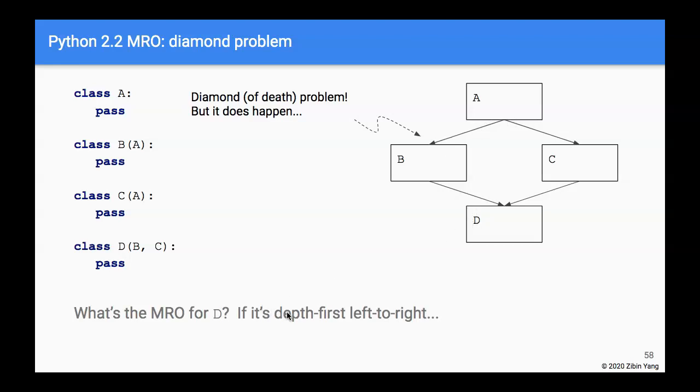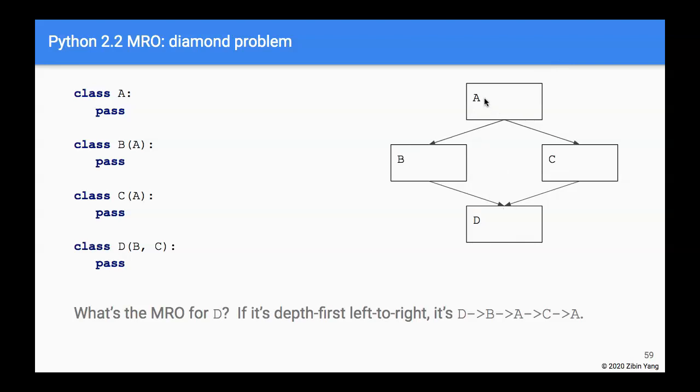Now, if it follows what we said earlier, that it is depth first and then left to right, then what it should do is start at D and go up to the left to B and then A. When we reach the top, we backtrack down to D and take a different branch. Then we go up to C and then A. So we end up with an MRO of D, B, A, and then C, A.